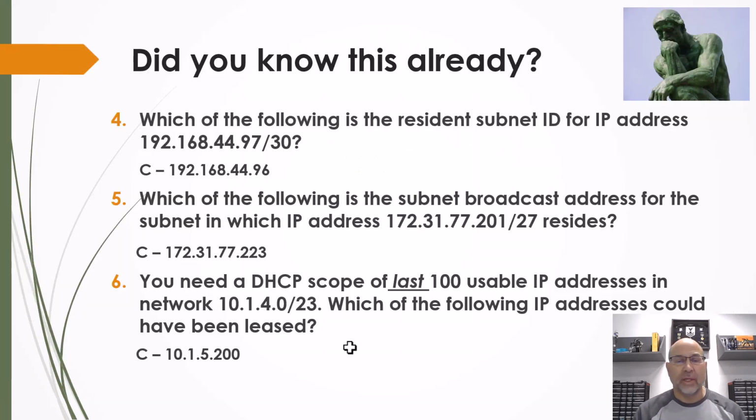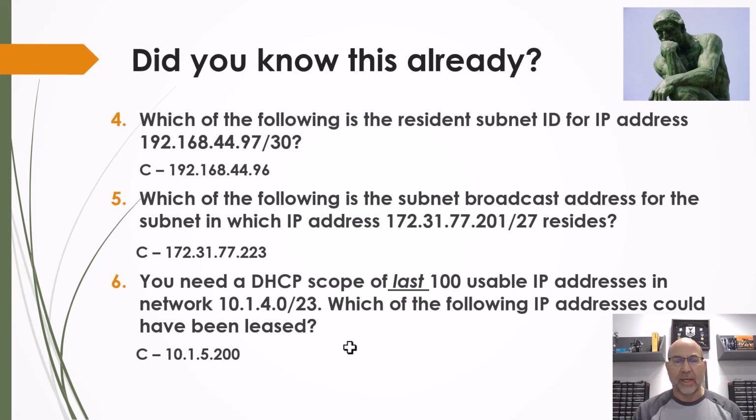So this last one is a little bit of a design problem. You are building a DHCP server, and we need a DHCP scope that provides the last 100 usable IP addresses in the network. Now, the first time I looked at this, I was like, oh, this is pretty easy. But what we want is the last possible addresses in the subnet and specifically the last 100. So if we figure out what the range might be, then we're in much better shape and we can see which one of the answers would appear in the last 100.